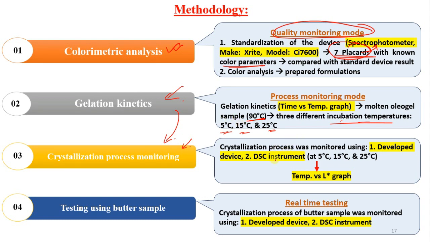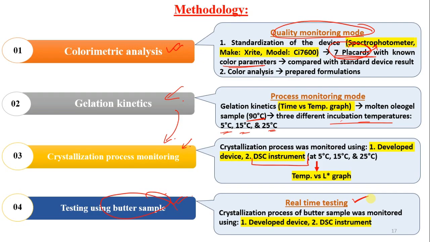However, the results that we obtained have been correlated with the differential scanning calorimeter, which is again a thermal analyzer, so that we can correlate the results from the developed device and the DSC instrument, which is the standard method of thermal analysis of any sample. Then lastly, we took a butter sample for real-time testing. We wanted to see, under the controlled environment it has performed well, so whether it can also perform well on other fat-based formulations or not.